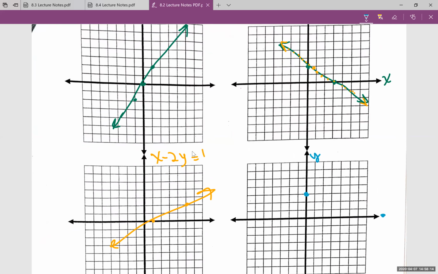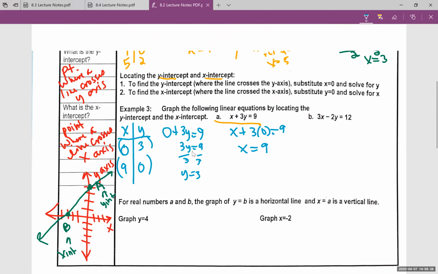Guess I have to guess out here. It's somewhere out here. Okay? And that was for the equation of the line x plus 3y equals 9. Okay, let's try one more of those.